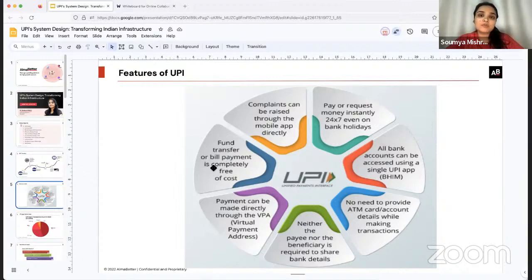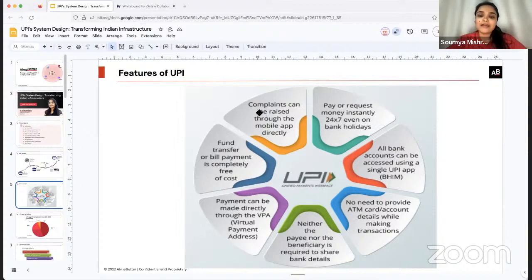But with the introduction of UPI, everything is free of cost. You can do as many transactions as you can. Of course, there's a limit, I guess the limit is 1 lakh or so, on the amount that you can transfer in 24 hours, but there is no cost associated with it.